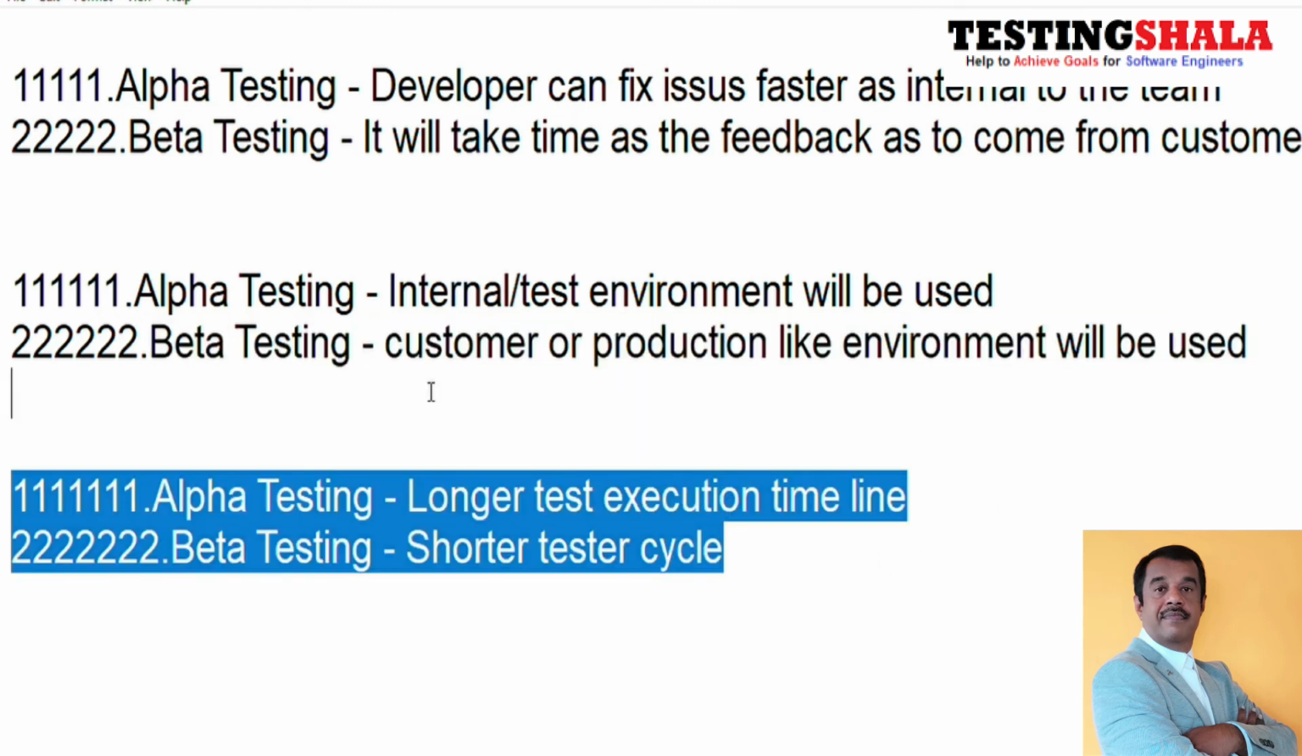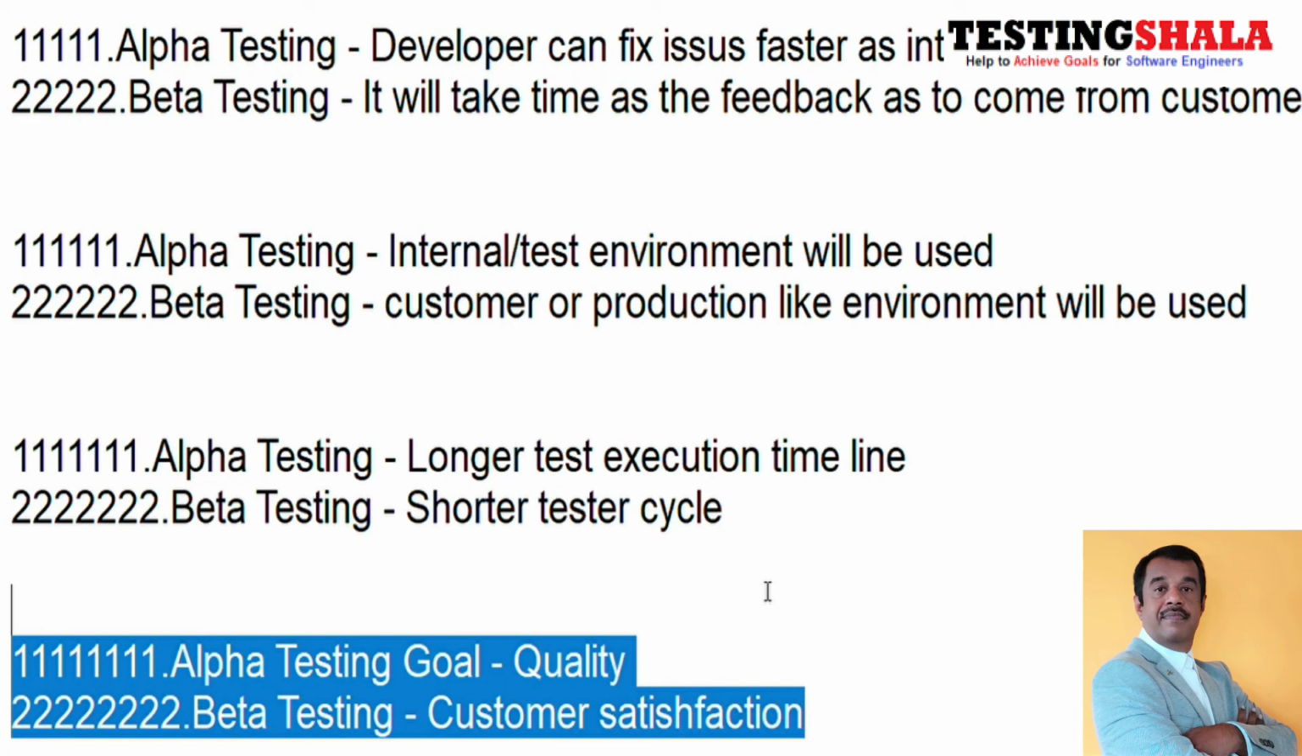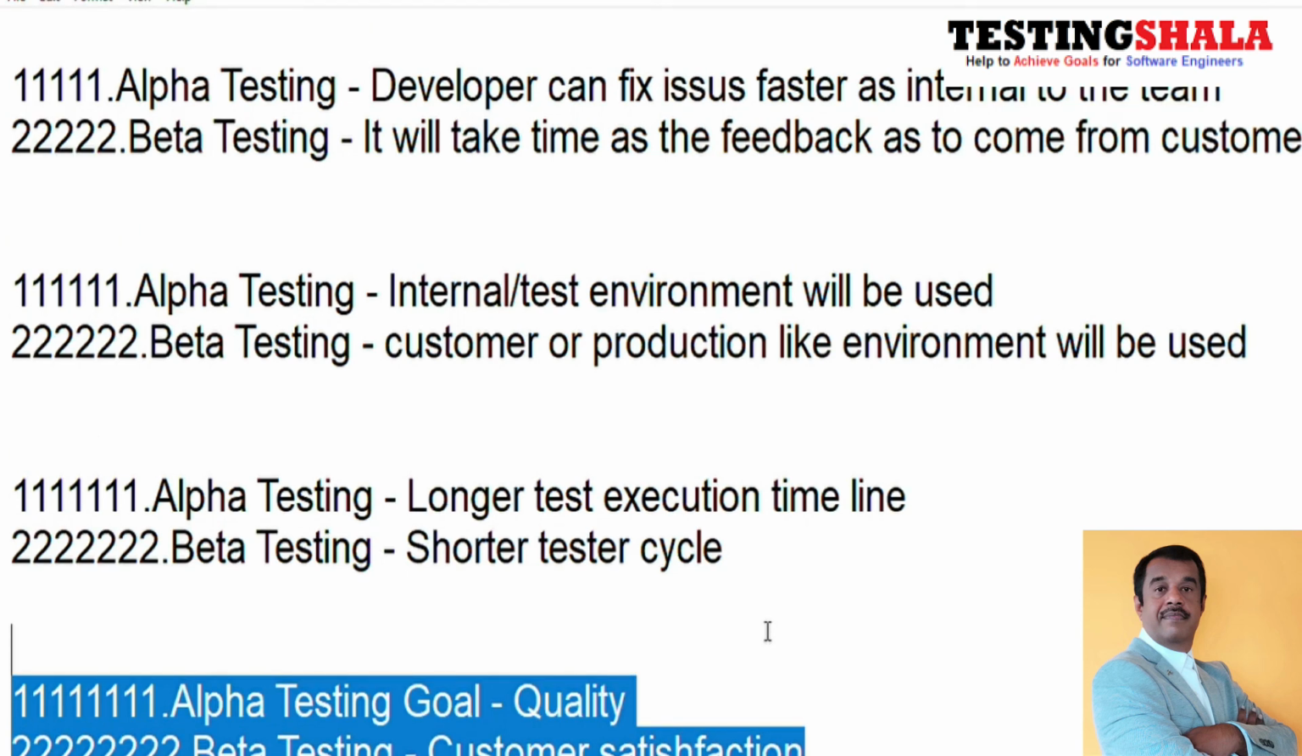And the next important difference: alpha testing normally, because the execution happens internally, consumes longer testing cycles, but beta testing gets done within 2 or 3 weeks. A shorter test cycle will be there in beta testing. The main goal in alpha testing, because it is done internally, is more focus on quality, but in beta testing the more focus is given to customer satisfaction. These are some of the important differences between alpha testing and beta testing.